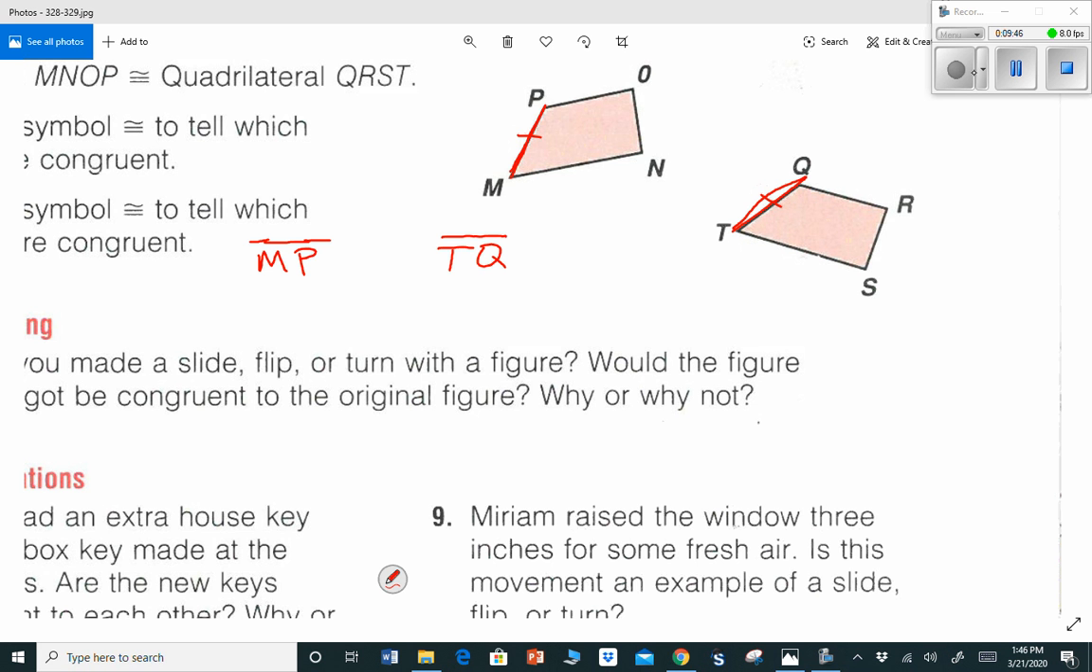And since they are corresponding sides in congruent figures, they also are congruent. So there's one answer. Let's go ahead and write our statement for that. Line segment PO is congruent to line segment QR. Okay, we've got two of them. You go ahead and pause the video and then turn it back on after you write the answers for the other two and check and see if you're right.